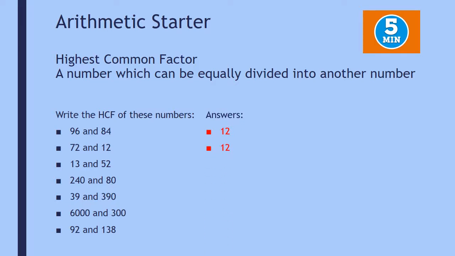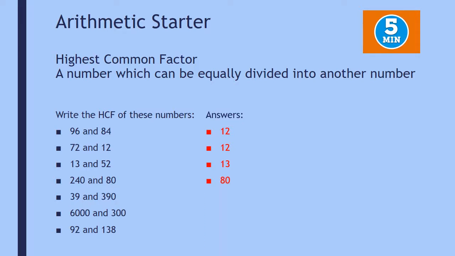72 and 12 also share a common factor of 12. We know the number is a factor of itself. So 12 is a factor of itself, and then 12 times 6 gives us 72, so we know 12 is also a factor of 72. 13 and 52, well, the highest common factor there is 13. 13 goes into 13 once, and 13 goes into 52 4 times.